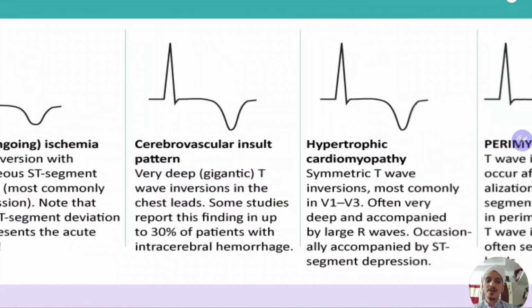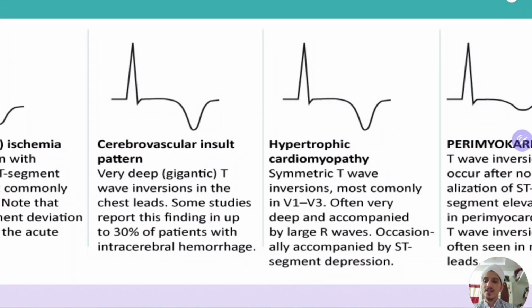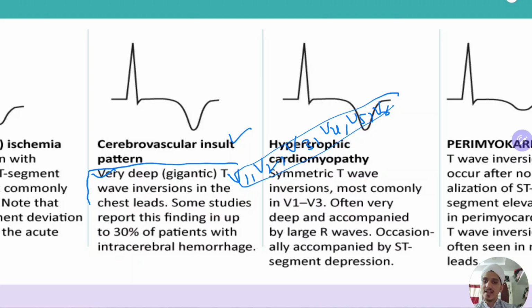One more important point you should remember here, there is something called cerebral T waves. Cerebral T waves. So whenever there is cerebrovascular insult, for example, a stroke or hemorrhage, okay, hemorrhagic stroke or ischemic stroke, you will have these T waves in the ECG. So very deep, gigantic T wave inversions in the chest leads. Chest leads meaning V1, V2, V3, V4, V5, V6. These are the chest leads. So very deep gigantic T wave inversions in the chest leads.